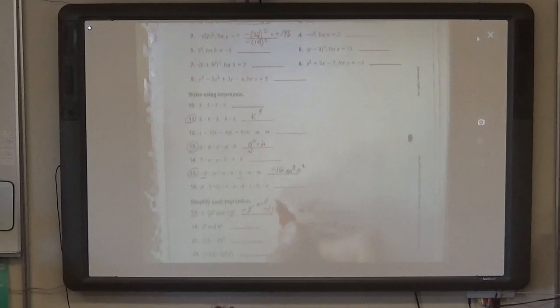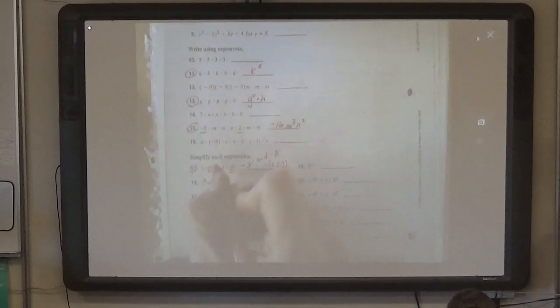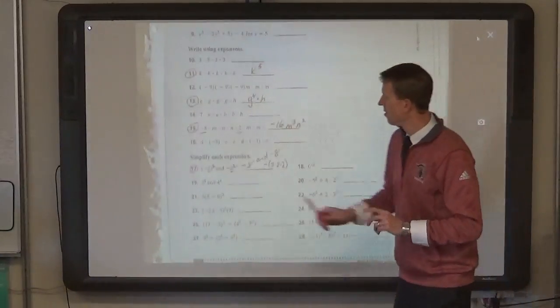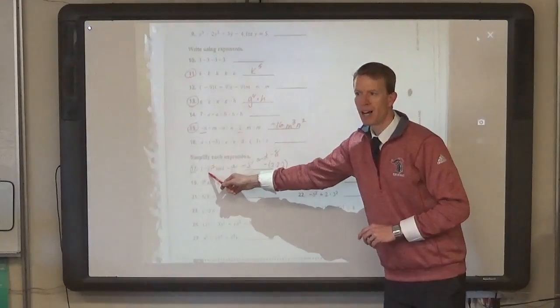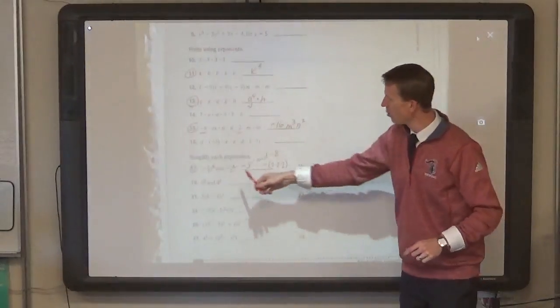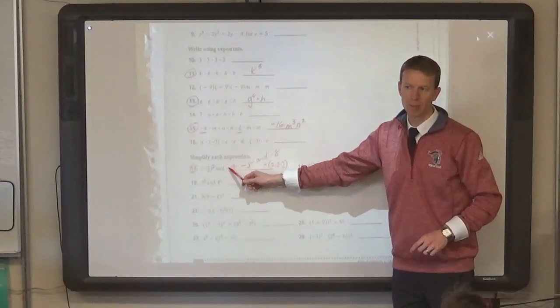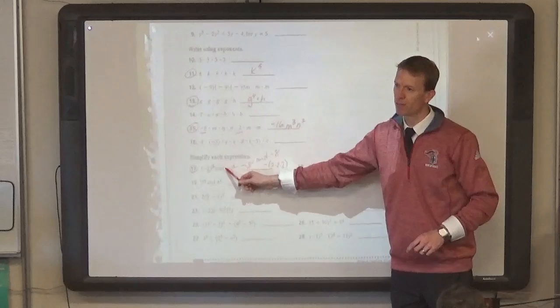But if it was an even number, one of them would be positive and the other would be negative. Which one would be positive if this was negative 2 squared, no parentheses? This one would be positive, because it'd be negative 2 times negative 2. This one would stay negative because the 2 is the only one being squared, not the negative.